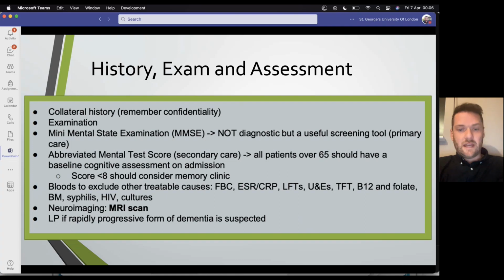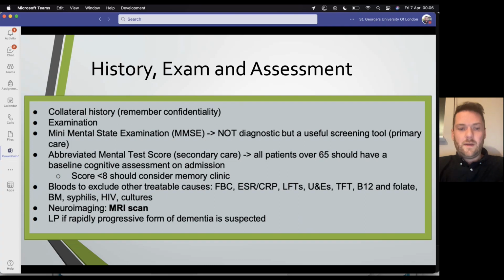But when you get into secondary care, then you would get an abbreviated mental test score. We won't go into that in detail today, but we will just focus on the mini mental state exam. And in secondary care, that would be something a lot more official, like the abbreviated mental test score or the MoCA.